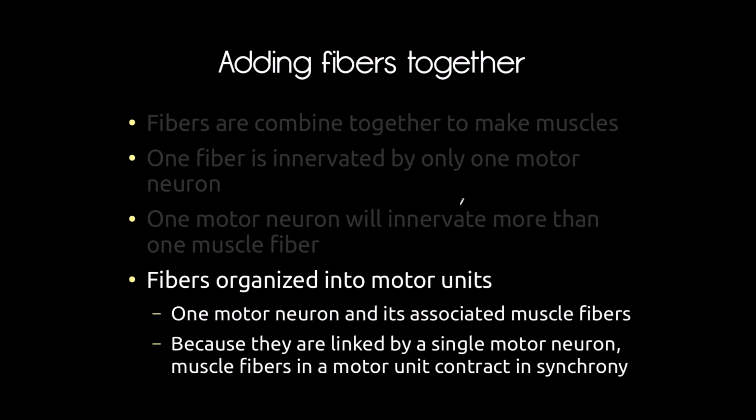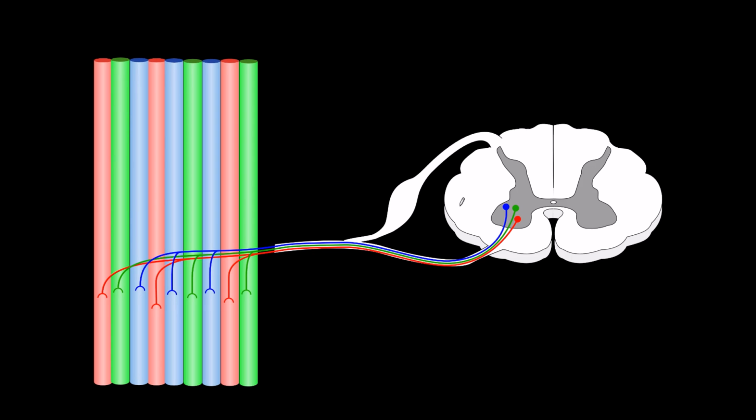Okay, so let's look visually at what this means. I've given you an illustration here. Each of these cylinders over here on the left-hand side is a muscle cell or a muscle fiber. Each one of these is innervated by a different motor neuron, and I've color coordinated them as such.